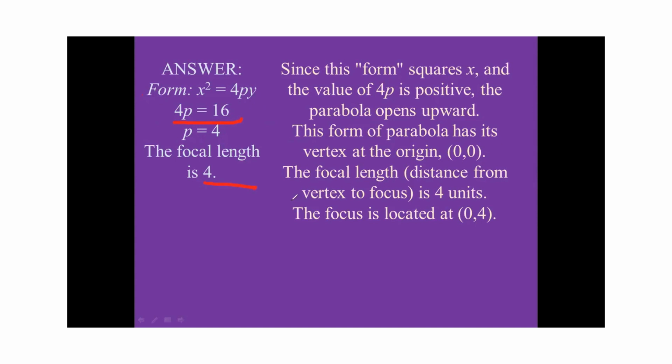This is the form x squared equals 4py, and the value of p is positive, so the parabola opens upward. This form of a parabola has its vertex at (0, 0). The focal length, the distance from the vertex to the focus, is 4 units, and the focus is located at (0, 4).